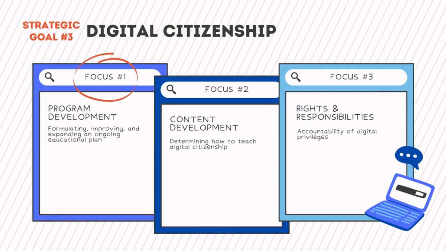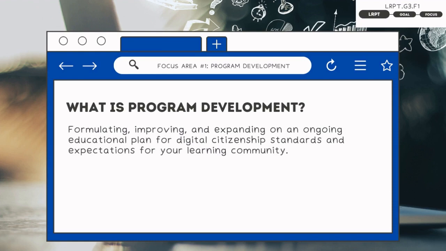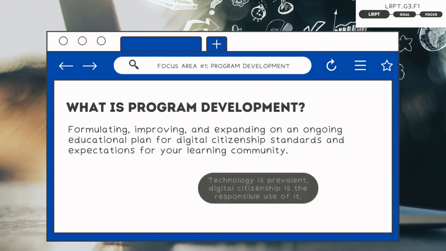Let's zoom in to focus area number 1. Focus area number 1 is program development. In the context of digital citizenship, what would be considered program development? When we refer to program development in this video, we are referring to formulating, improving, and expanding on an ongoing educational plan for digital citizenship standards and expectations for your learning community.